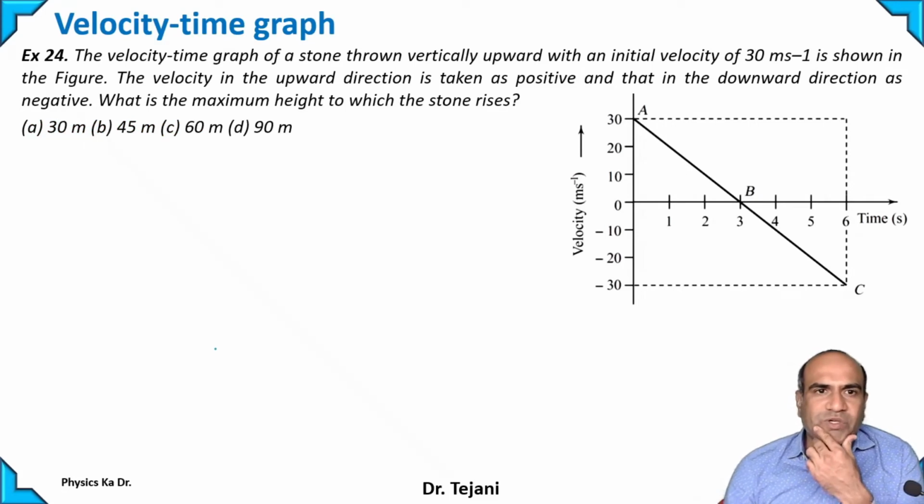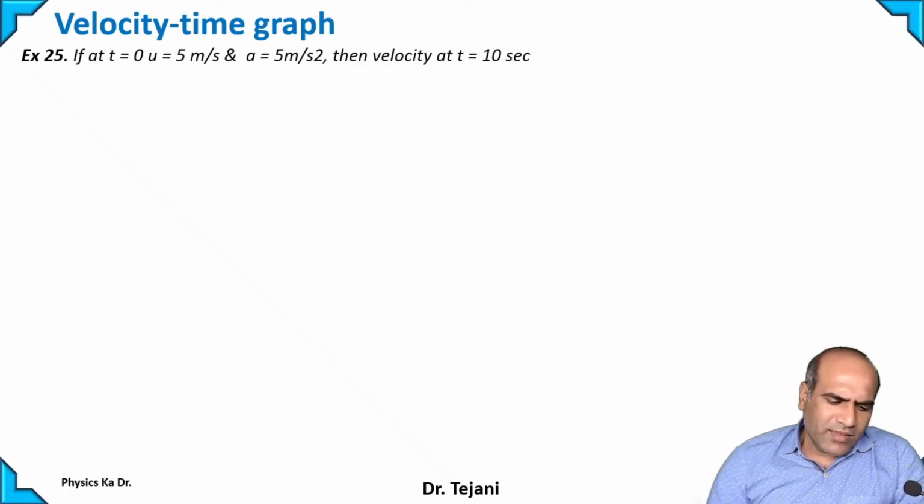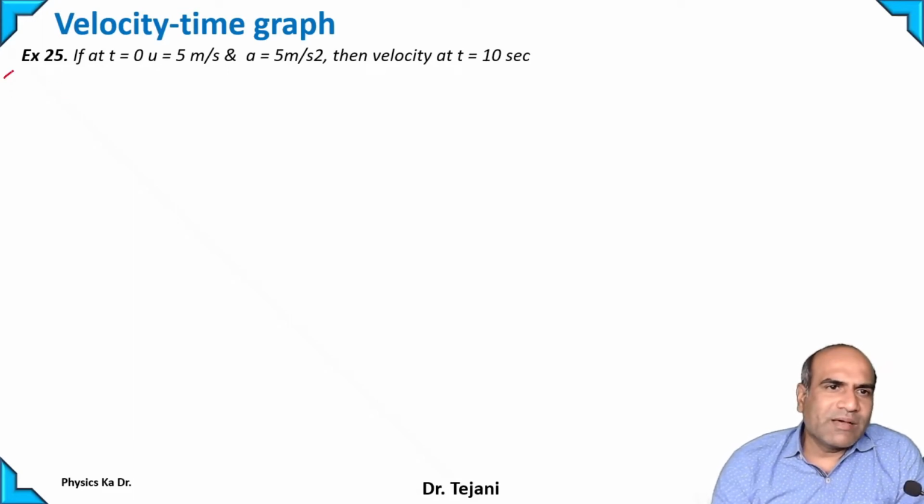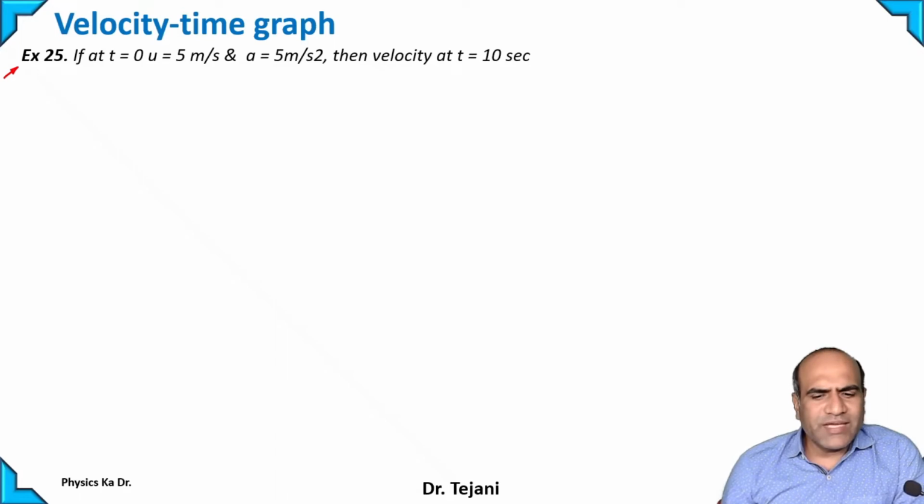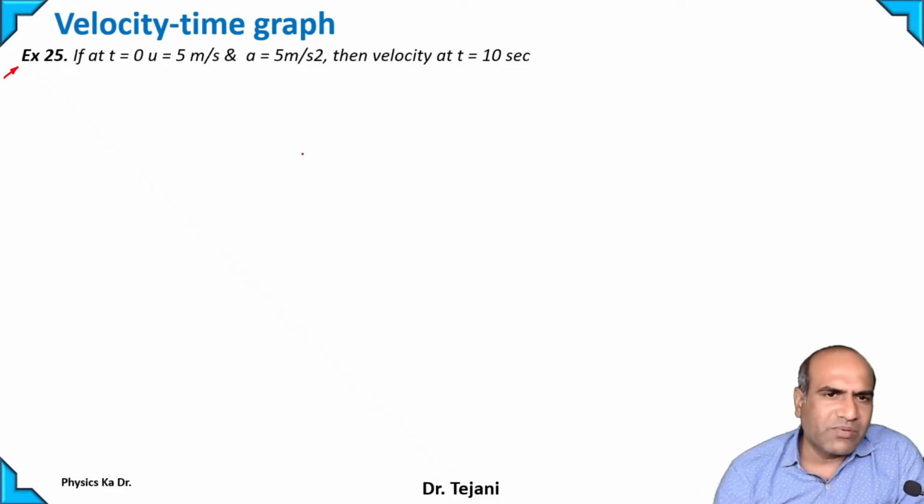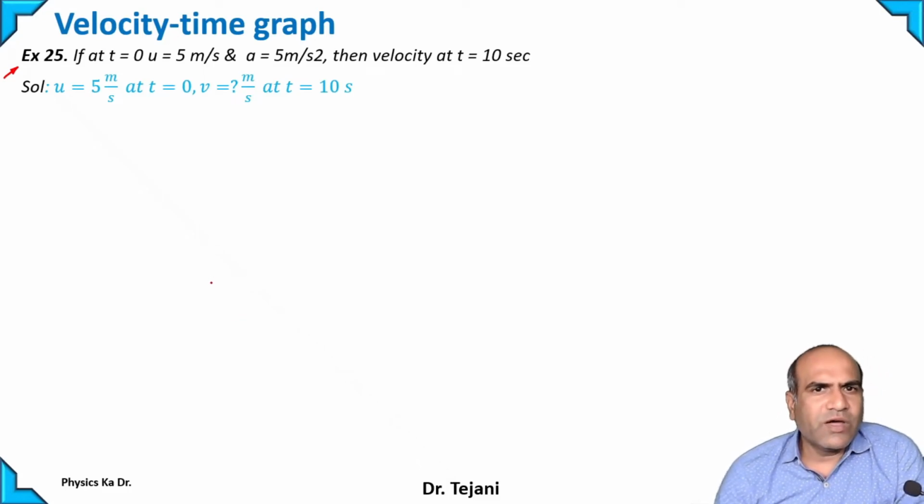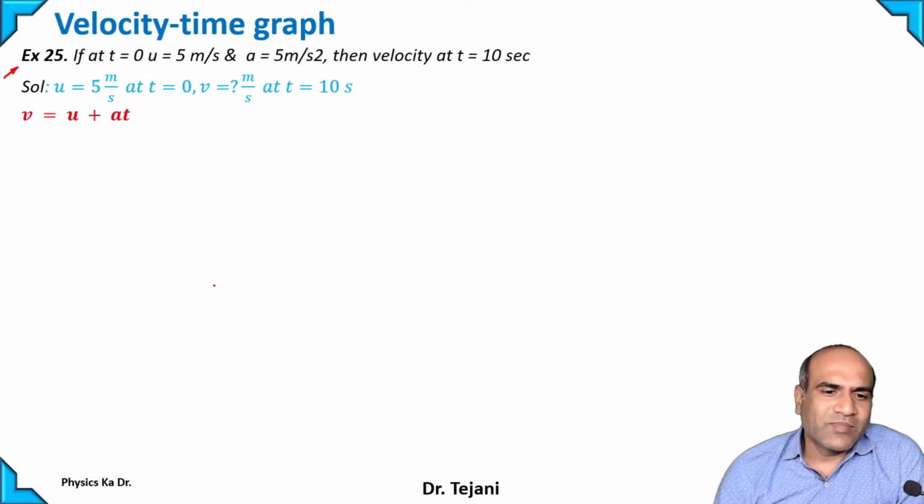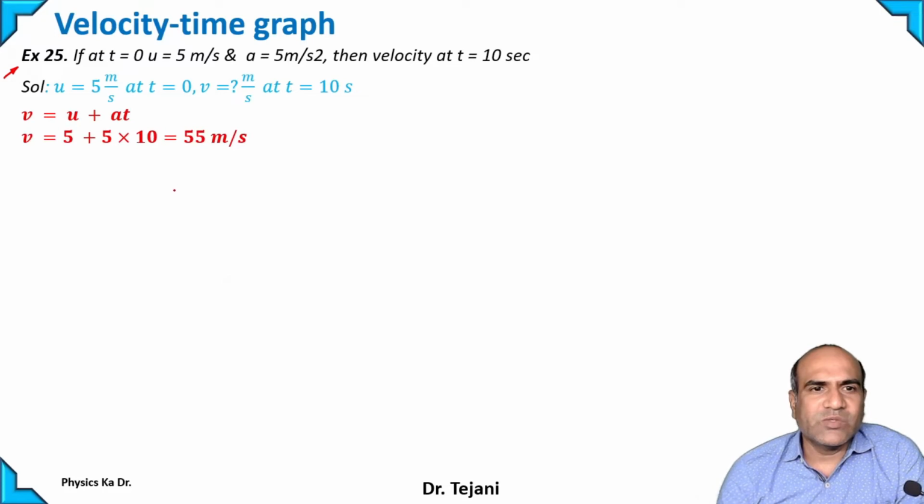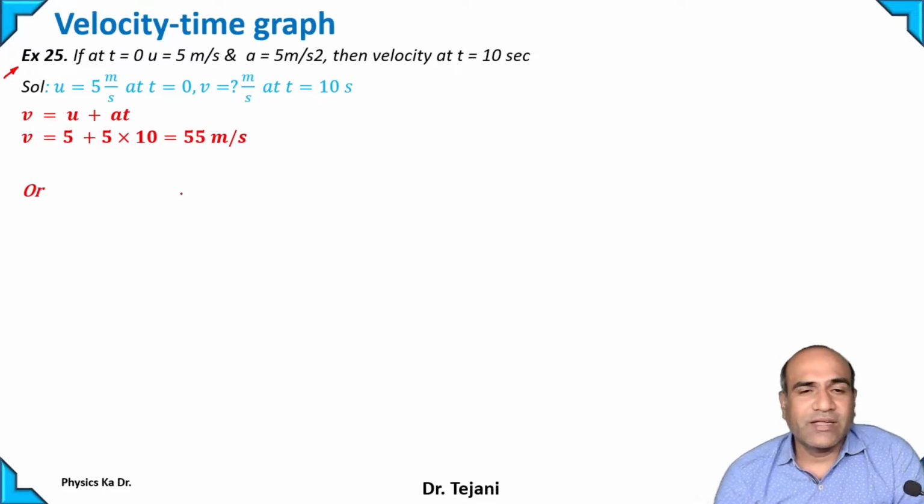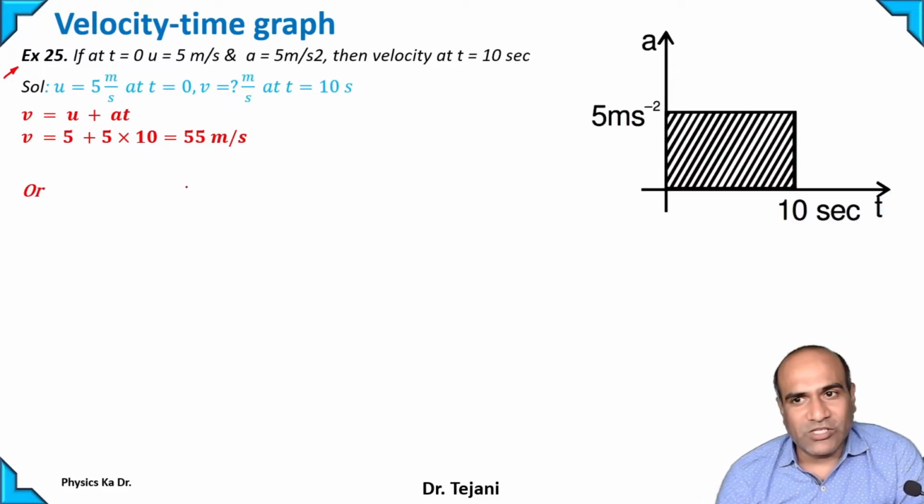One more question we got. The time velocity graph of a stone thrown vertically upward with an initial velocity. So let's have one more example, example number 25. If at t equal to 0, u is equal to 5 meter per second, a is equal to 5 meter per second square, then velocity after t equal to 10 seconds. You can solve all of the above examples with the use of equations. Why don't you comment your answer? We know that v is equal to u plus at. Put the values, v is equal to 55 meter per second. Or you can solve this graphically also.